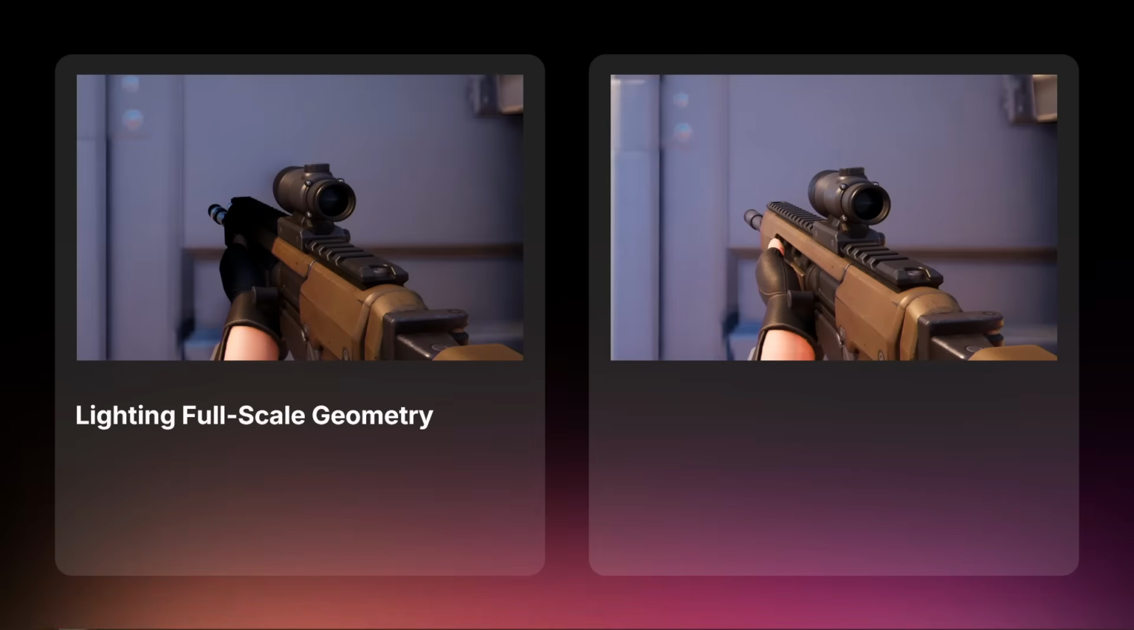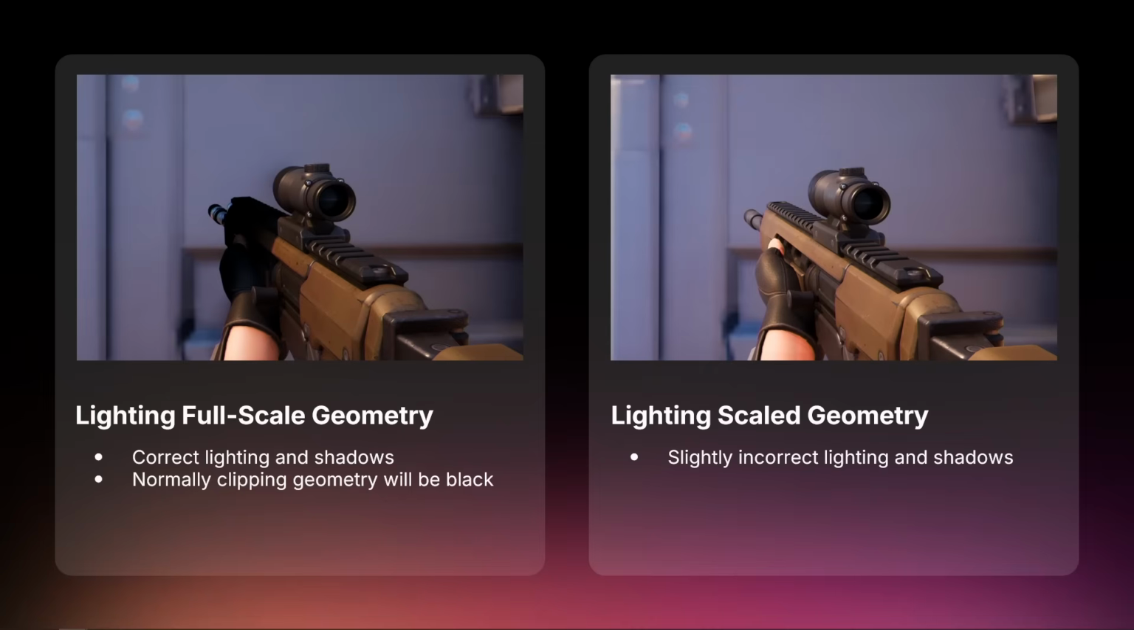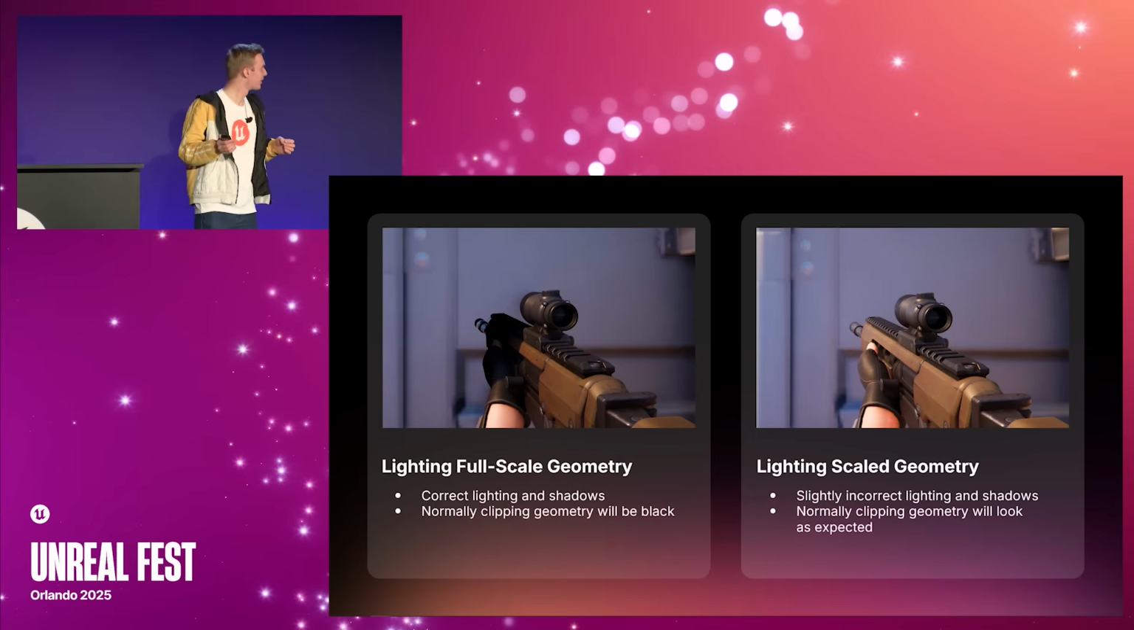Okay, so let's recap. Lighting full-scale geometry gives correct lighting and shadows, but normally clipping geometry will look dark. Lighting scaled-down geometry gives slightly incorrect lighting and shadows, but normally clipping geometry will look as expected. And this, as expected, is very important. So, like I said in the beginning, what we're trying to achieve here is very non-physical anyways. If we wanted to do it the correct way, the best thing we could have done is not do anything at all. But we're trying to do something that looks good to the player, and what players expect to see is not always what would make sense. So we're going with the right one.